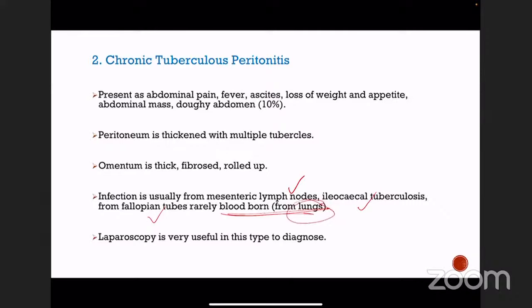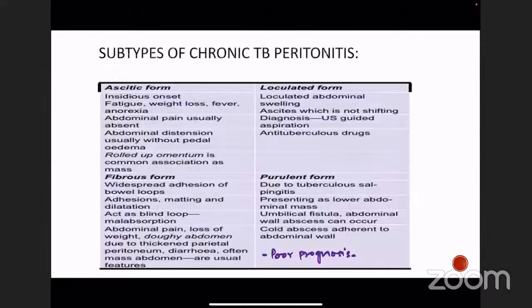Laparoscopy is very useful in this type of diagnosis. With the help of laparoscopy, you can see the interbowel adhesions. You can see where the collection is placed. You can drain the collection, and you can even operate. So laparoscopy is very useful in this type of diagnosis.